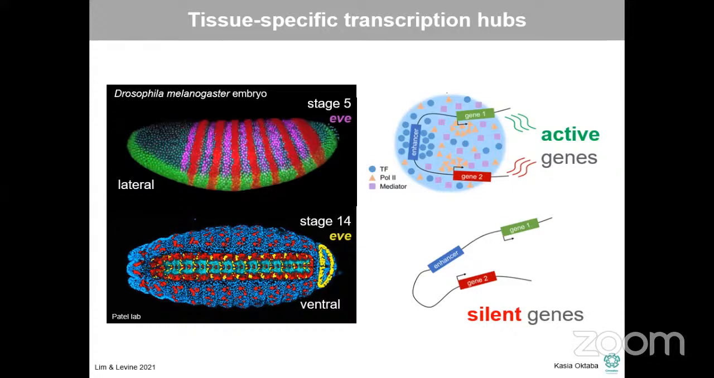Meaning that all the transcription factors that regulate this expression are around the blue bubbles. And you have the polymerase that needs to transcribe, and some other general transcription factors, and all is there in this transcription hub, making it possible for the genes to be active. And when the gene is not expressed, then this hub is not happening.